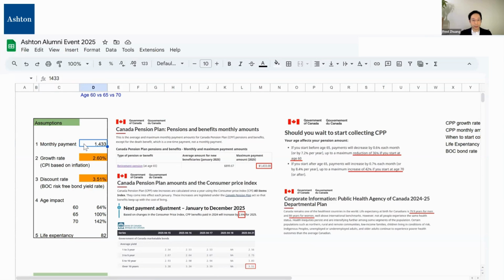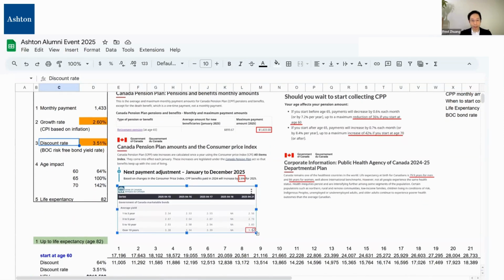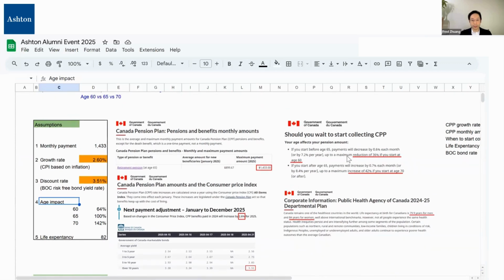The monthly payment that we're getting, based on the 2025 number here, you can see is 1433. So that's the monthly payment. The growth rate based on the Government of Canada is 2.6%. So this is how much they will increase the CPP over time based on the consumer price index. The discount rate, we're going to use the Bank of Canada bond rate at 3.5%. And then the age impact, we're just going to use the number from the Government of Canada website.